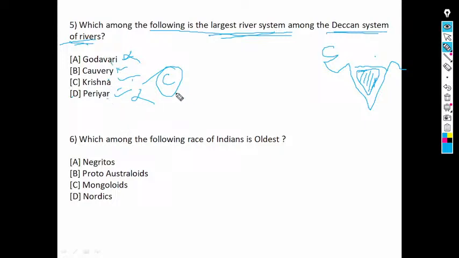Godavari, Kaveri, Krishna. Krishna is the right answer. Which among the following race of Indians is the oldest? Negritos, Proto-Australoids, Mongoloids, Nordics. The oldest race of Indians is Proto-Australoids. B for Bombay.